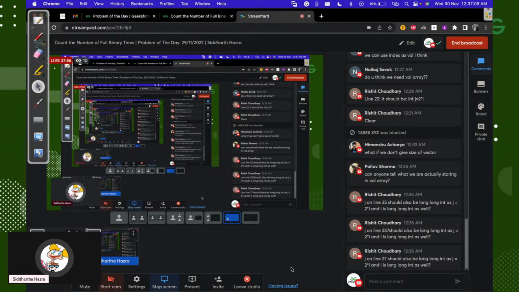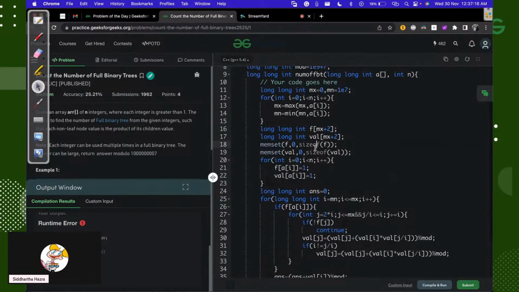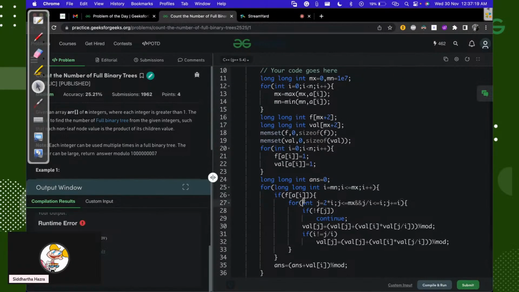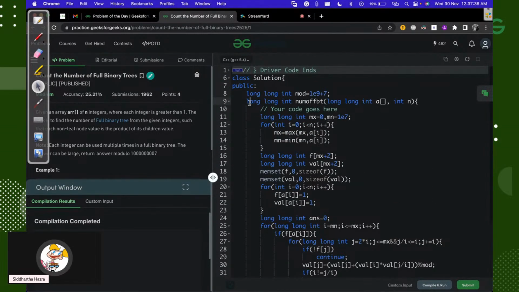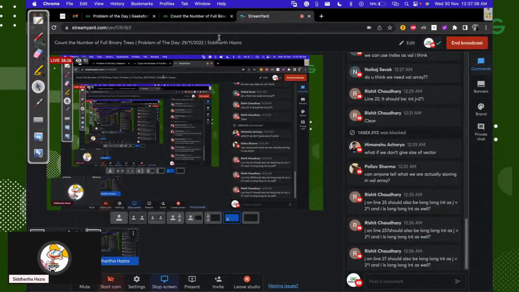J online number should also be long long, and can anyone see an access issue while storing in the val array? Okay, j can be. I don't think that would make a difference. Just let me see. I missed this step? No, I don't know. Tried all possible things. I think I would just put it in the comment section and mention it. It is a very small mistake. I don't want to keep everyone waiting.